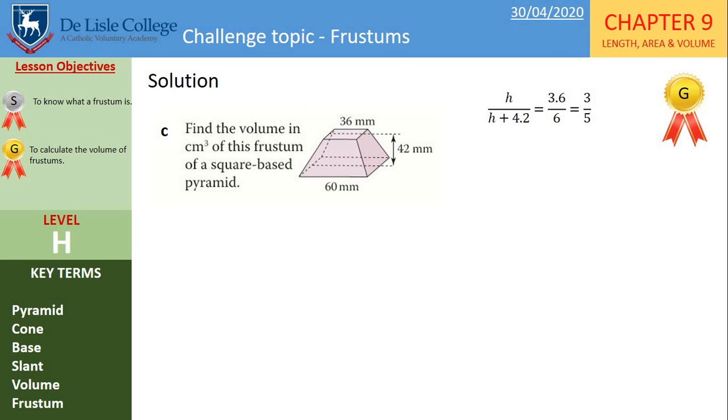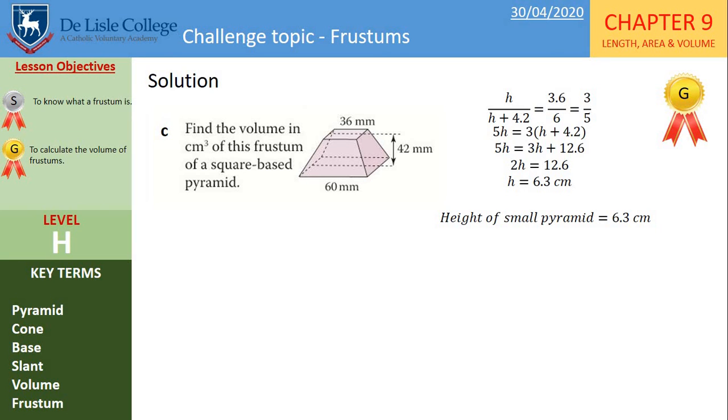Okay, so I've used it as centimetres now. So I'm going to have h over h plus 4.2 is equal to 3.6 over 6, which is 3/5. Cross multiplying, expand the brackets, and we end up with h is 6.3. So that was the height of the small pyramid, and then the height of the large pyramid is 10.5 centimetres.